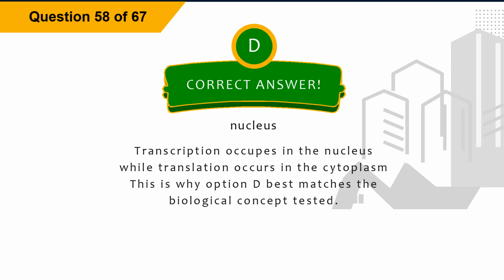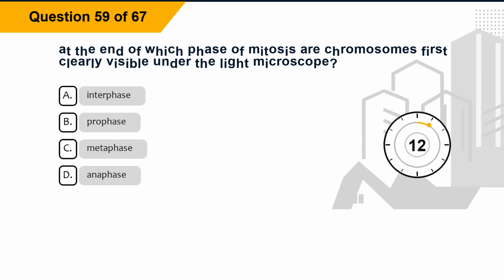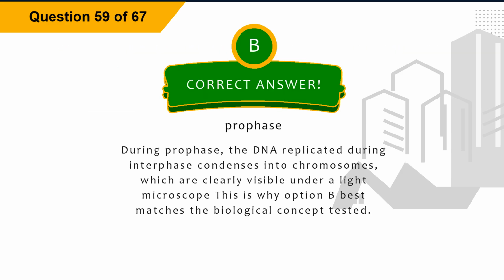This is why option D best matches the biological concept tested. Question 59. At the end of which phase of mitosis are chromosomes first clearly visible under the light microscope? Option A, interphase. Option B, prophase. Option C, metaphase. Option D, anaphase. The correct answer is option B, prophase. Explanation. During prophase, the DNA replicated during interphase condenses into chromosomes, which are clearly visible under a light microscope. This is why option B best matches the biological concept tested.